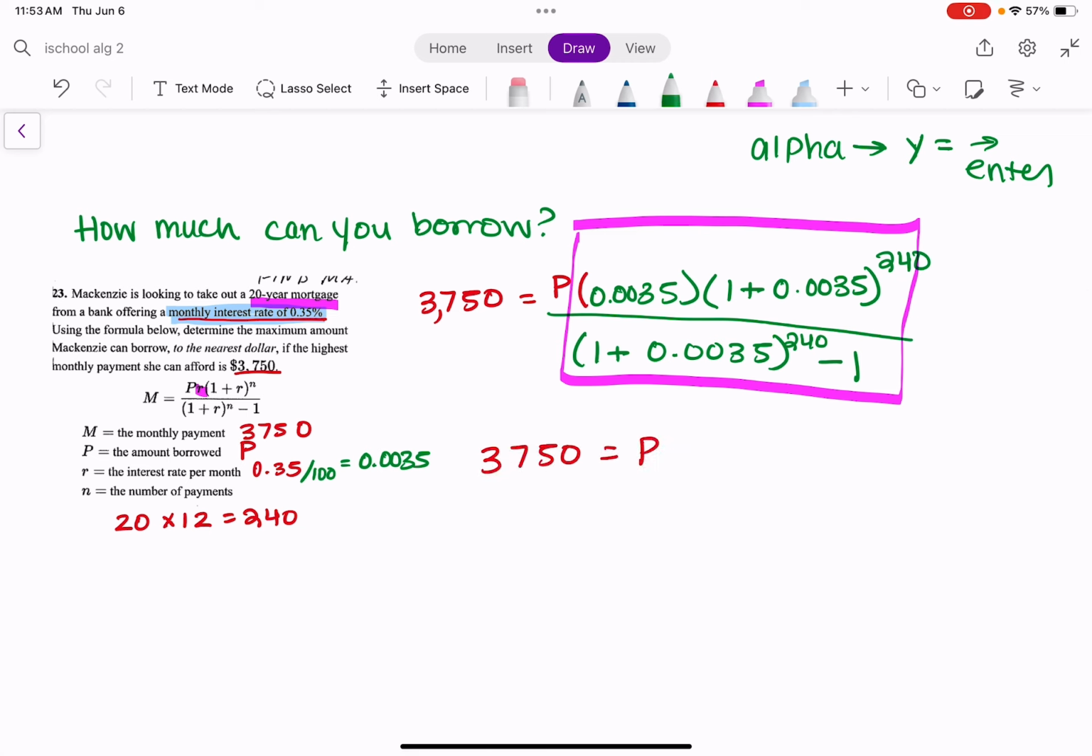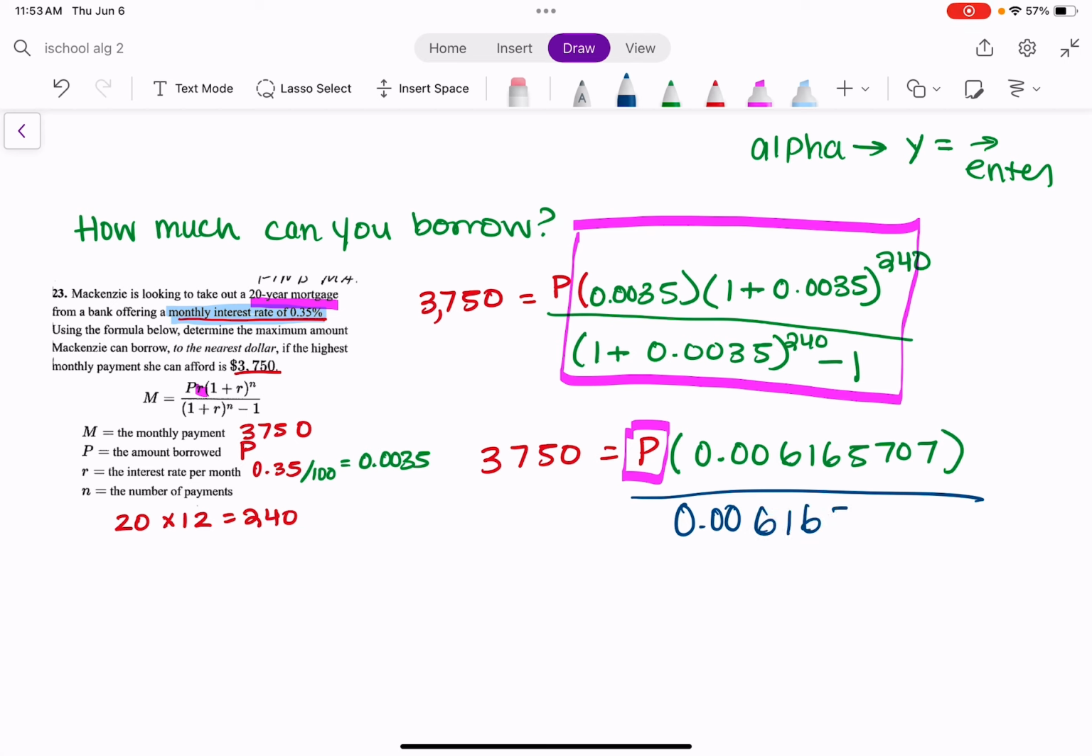What you should get is 0.006165707. I think it continues on, okay? Obviously, in our calculator, we're going to copy and paste, but for the sake of the video, I'm just writing it down. Now, we need to solve for P. P is being multiplied by this number, so I'm just going to divide both sides by this number. This is going to cancel out, so P equals, again, put this in your calculator, but copy and paste.